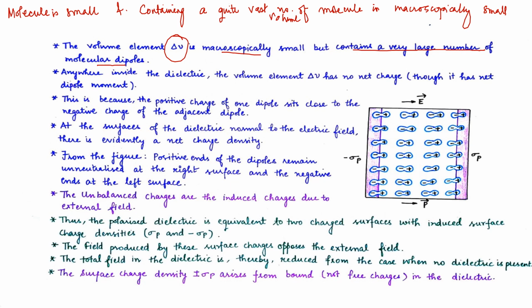Now see, anywhere inside the dielectric, the volume element del V has no net charge, because this and this will get combined, this and this will get combined. Combined doesn't mean they will get smudged up with each other, but it means they are near to each other and will show attraction. So this charge will cancel this charge. These positive charges will cancel out these negative charges.